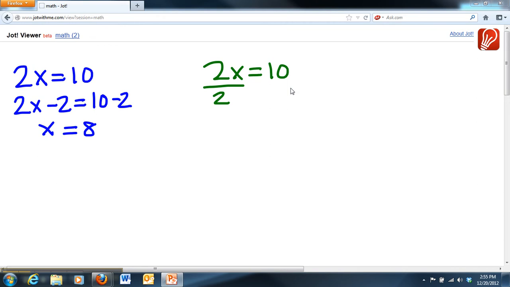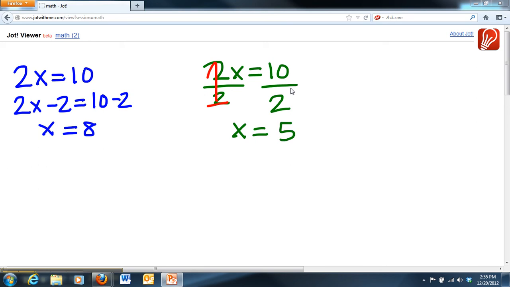To do that to the left side means we have to also do it on the right side, okay, to keep them in balance. And then 2 divided by 2 gives us a 1, so we'll end up with x equals, and 10 divided by 2 gives us 5.